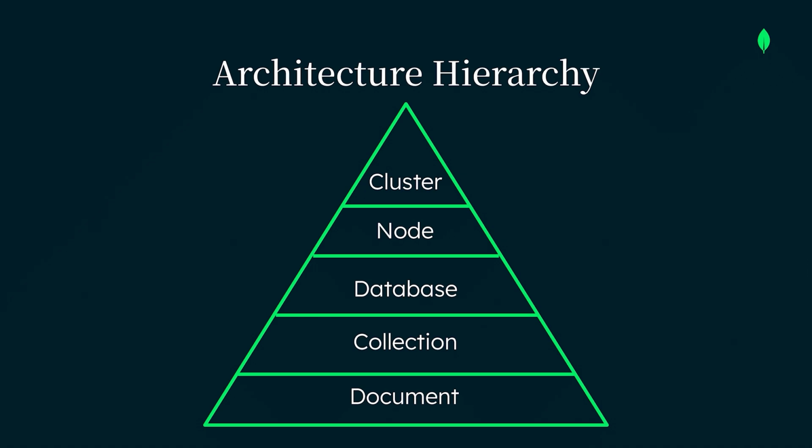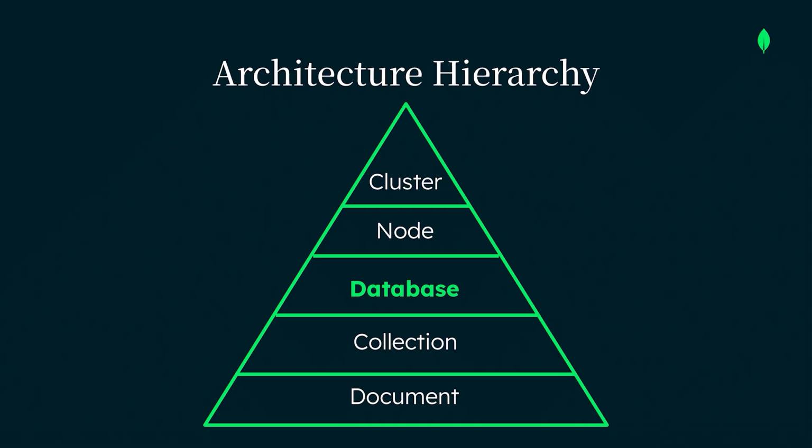Let's start by reviewing MongoDB's hierarchy for organizing data. Documents are the smallest unit of data in MongoDB. They store information about an object and its related metadata as field value pairs. The values can be a variety of data types, including strings, numbers, dates, arrays, and more. Documents are grouped into collections. A collection is a group of documents that typically correspond to an entity in our data model.